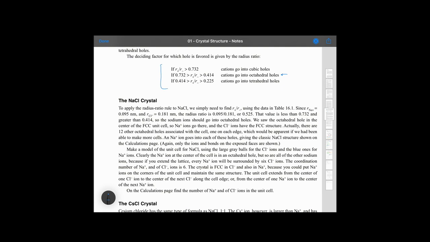When you're all done with this lab, you can take photographs or scans of what you've done and upload that, and that'll be your assignment for this particular lab activity.